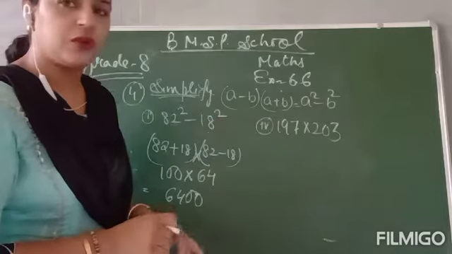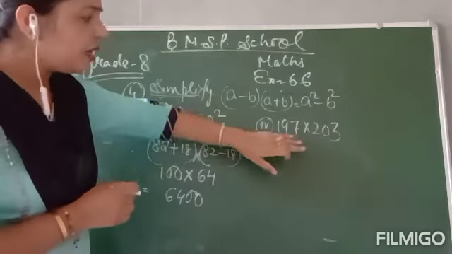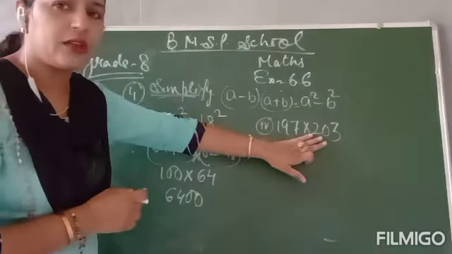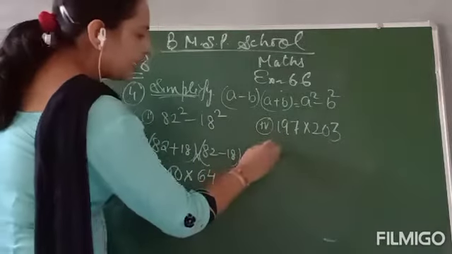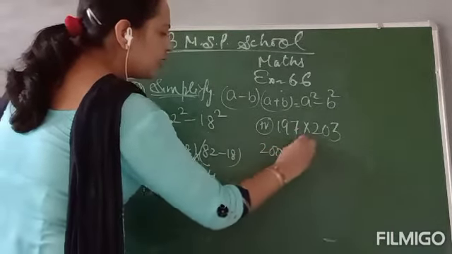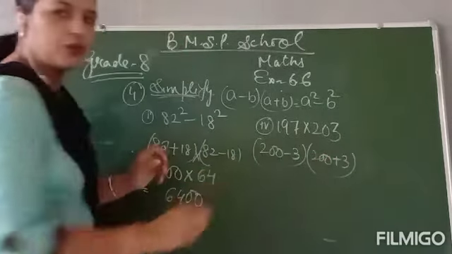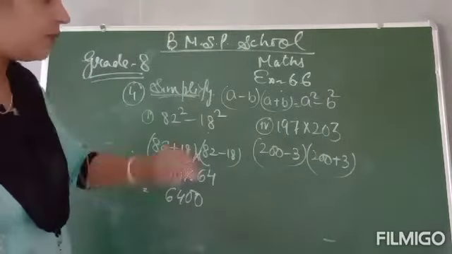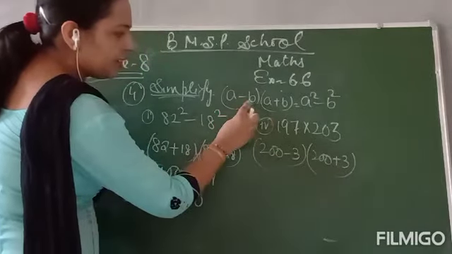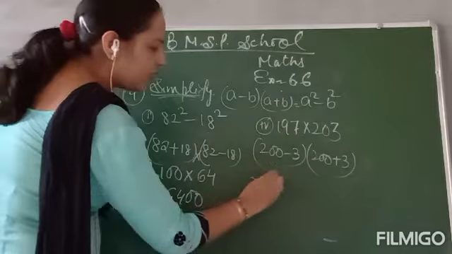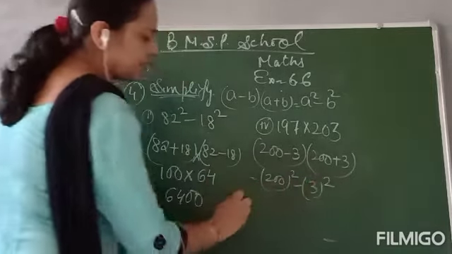197 into 203. We have to find a common number between these two. Okay, here is 197, here is 203. What is between them? Between them is 200. So can I write it? 200 minus 3, 200 plus 3. Now a minus b, a plus b. What is the formula? a square minus b square.